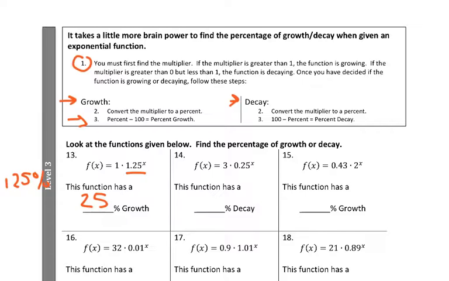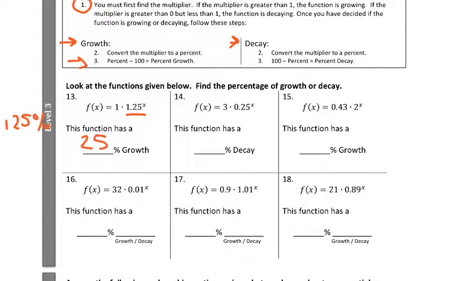Alright, now let's come down here to question 18. Here's our growth multiplier. It is 0.89. I know that number is smaller than 1, so we're looking at a decay. So I need to convert that multiplier into a percentage, so that would be 89%. And it's tempting to write that this is 89% decay, but it's not. Look at our second step here. We know we need to do 100 minus 89%, which would be an 11% decay.